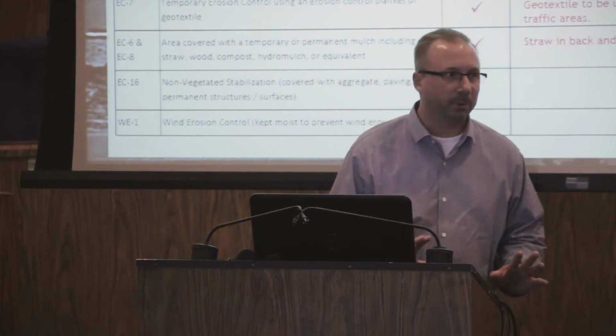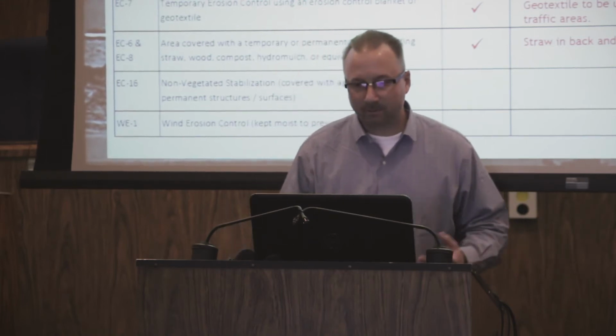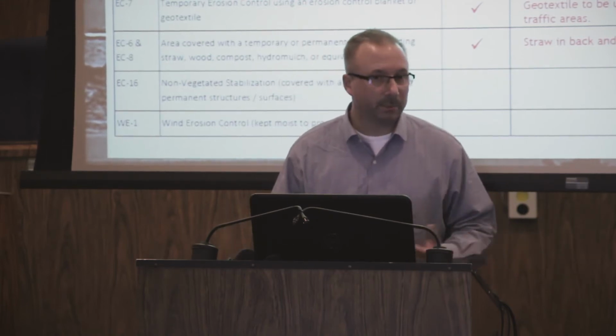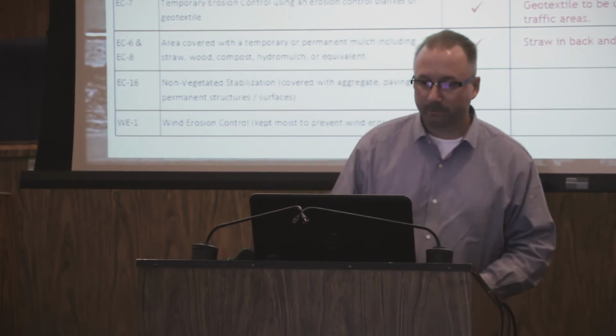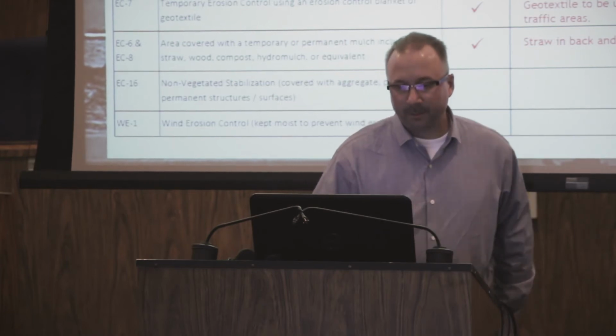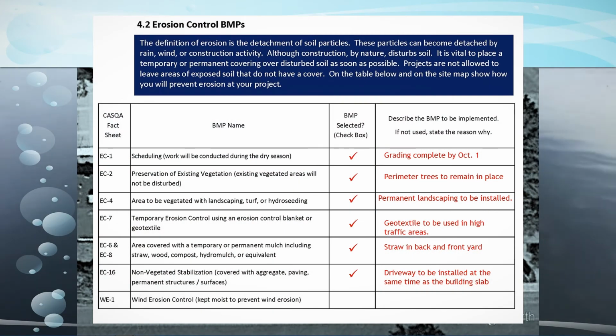Now, we're not talking about blowing it by machine. It's much too small of a project to do something like that. And so we picked something that we've seen, in our opinion, to be very effective, both cost-wise, but also from erosion control. It's a very effective blanket. And then EC16, non-vegetative stabilization. Well, in this case, and you'll see in the diagram, the project proponent said, okay, we're going to go ahead and put in that driveway early on in the project. Same time the building slab's going to be poured, we're going to pour in that driveway.